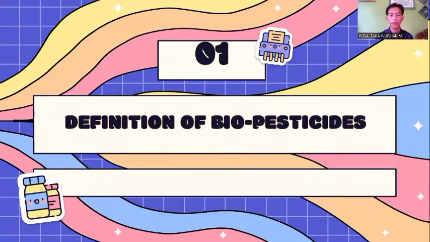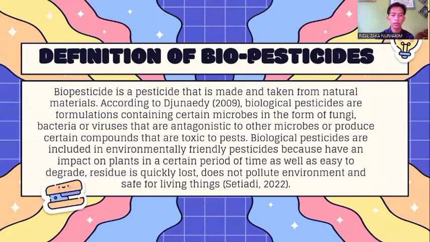The first is definition of biopesticide. Biopesticide is a pesticide that is made and taken from natural materials. According to Junaidi, 2009, biological pesticides are formulations containing certain microbes in the form of fungi, bacteria, or viruses that are antagonistic to other microbes or produce certain compounds that are toxic to pests.